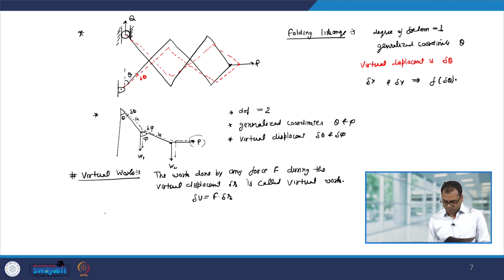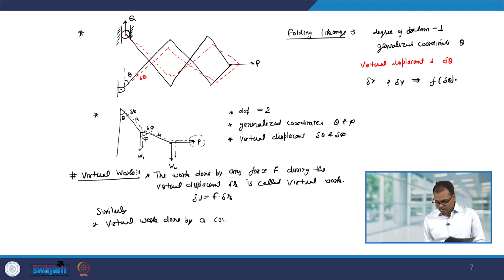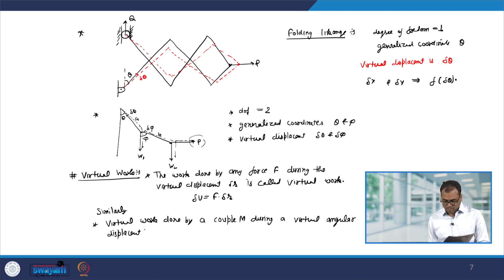Similarly, the virtual work done by a couple M during a virtual angular displacement delta theta will be delta U equal to M delta theta.